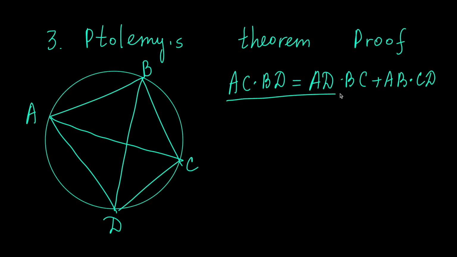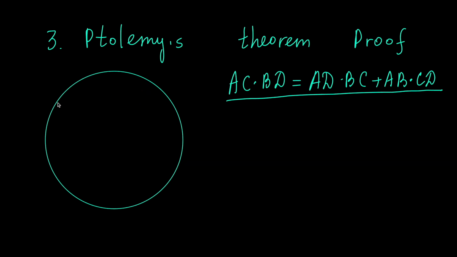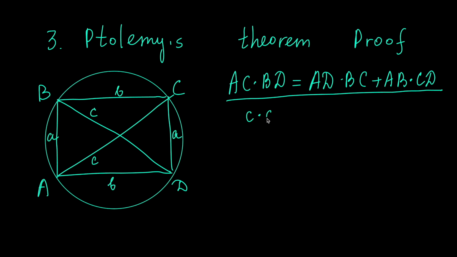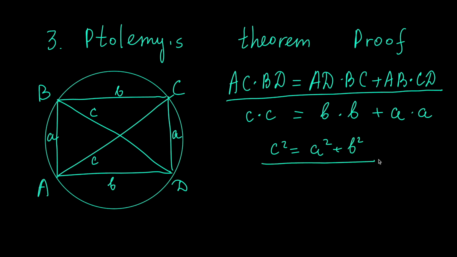Now how does this help us prove Pythagoras' theorem? We will use the fact that every rectangle is cyclic and there are a lot of equal segments in a rectangle. So let's say that the length of its diagonals is C and the sides are A and B. So by Ptolemy's, C times C equals B times B plus A times A, or C squared equals A squared plus B squared, which again proves Pythagoras' theorem.